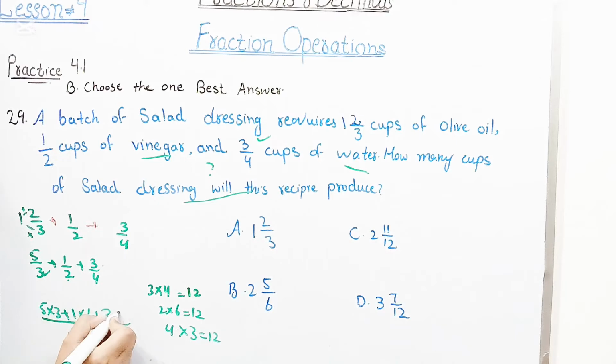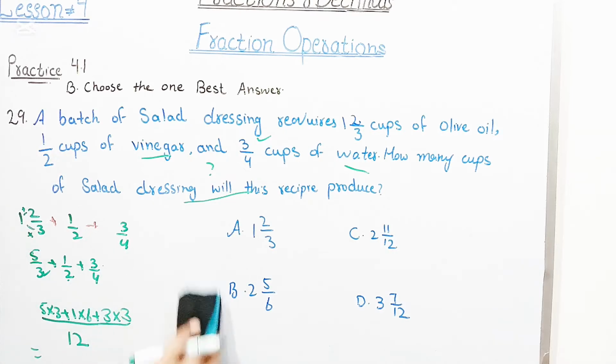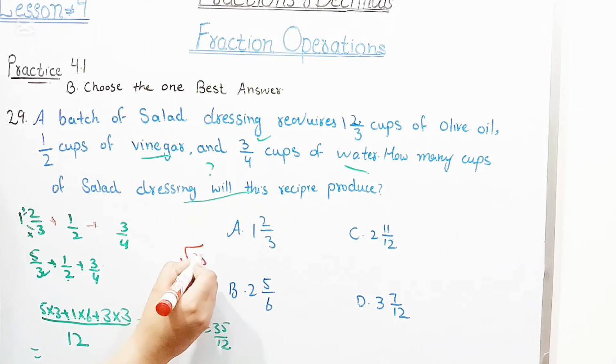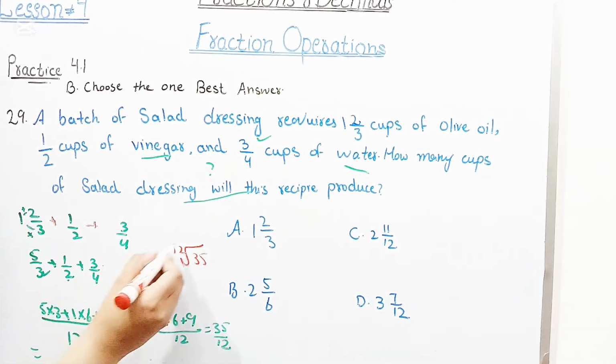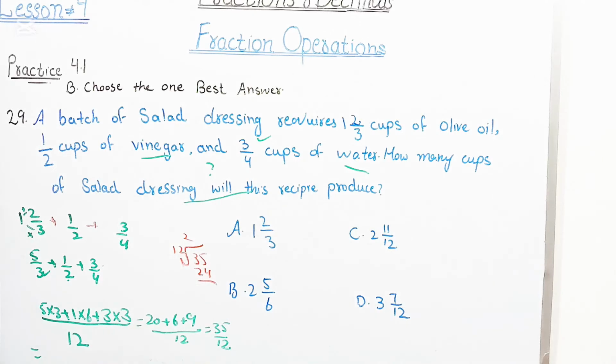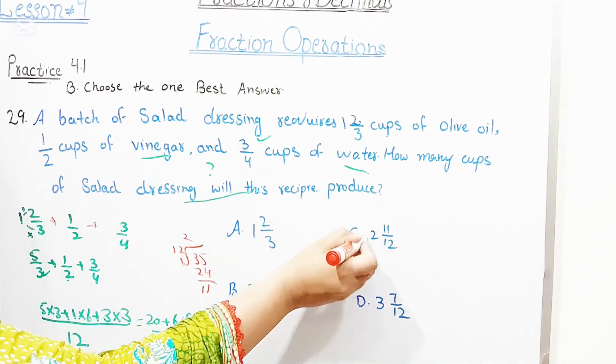So we will multiply 3 with 3. So 5 multiply 4, 20 plus 6 is 6 plus 9 over 12. 35 over 12. When I divide them, 12 2s are 24. Remainder is 11. So the final answer is 2, but remainder is 11, 11 as numerator, my option is C.